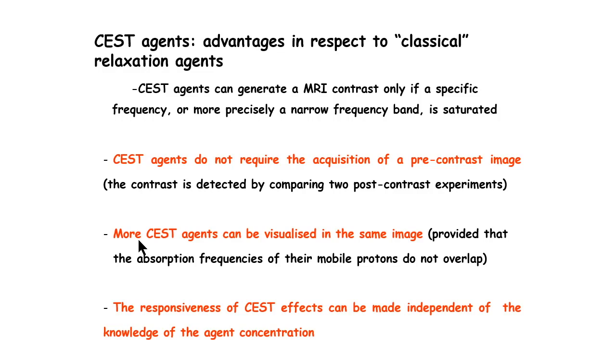Then, a very important property is that more agents can be visualized in the same image, and finally that they may be used as responsive agents. I showed the example of pH, but of course others have been studied and reported.